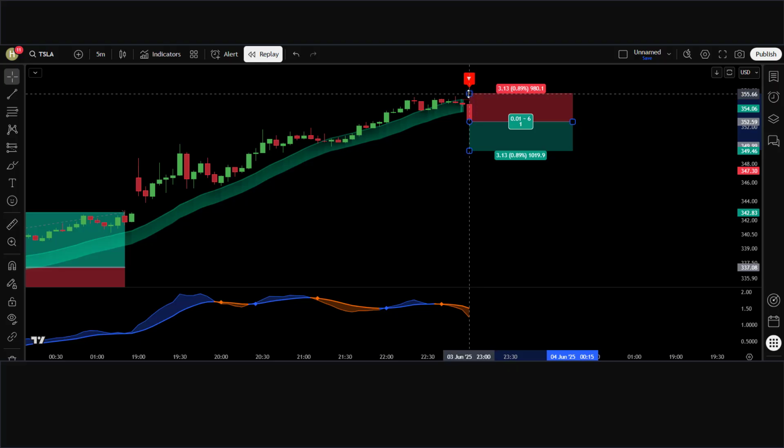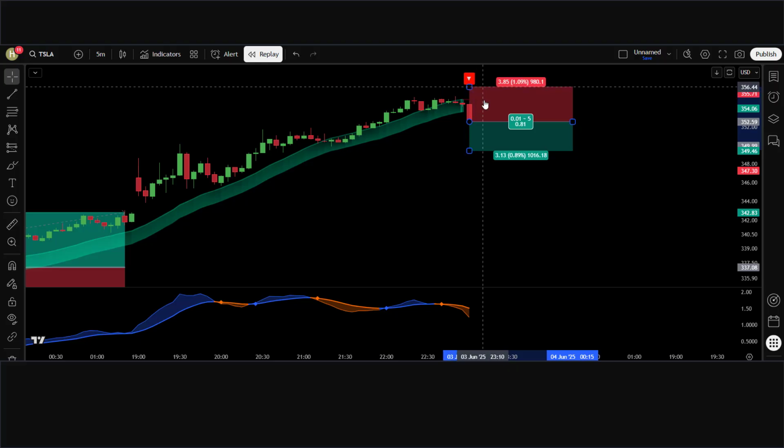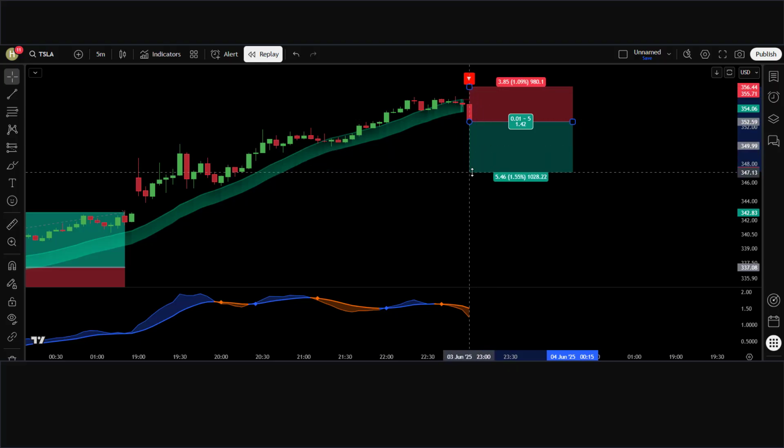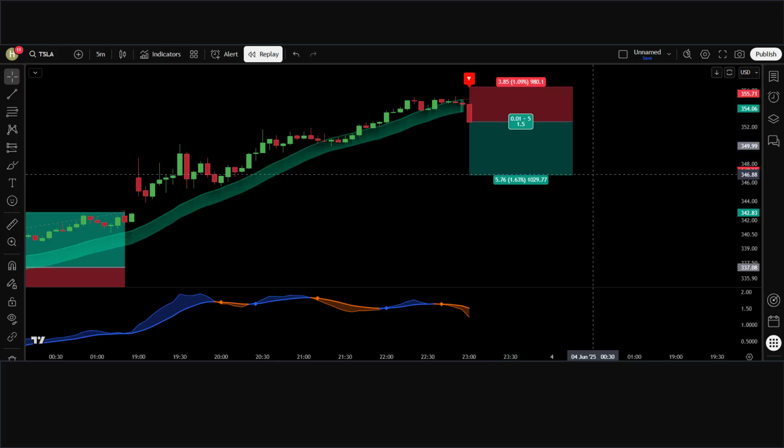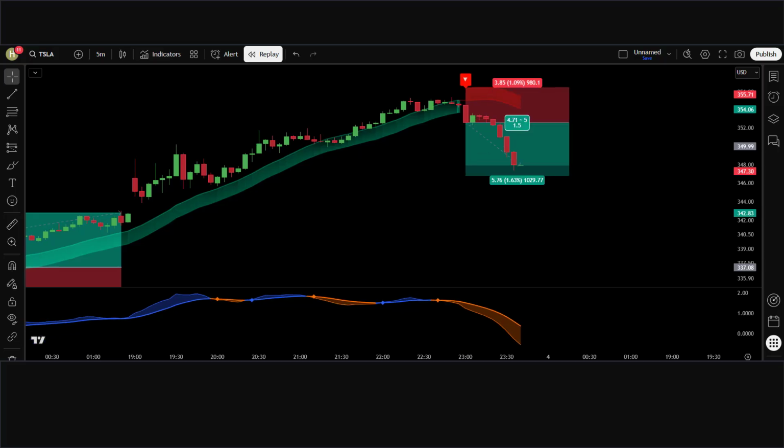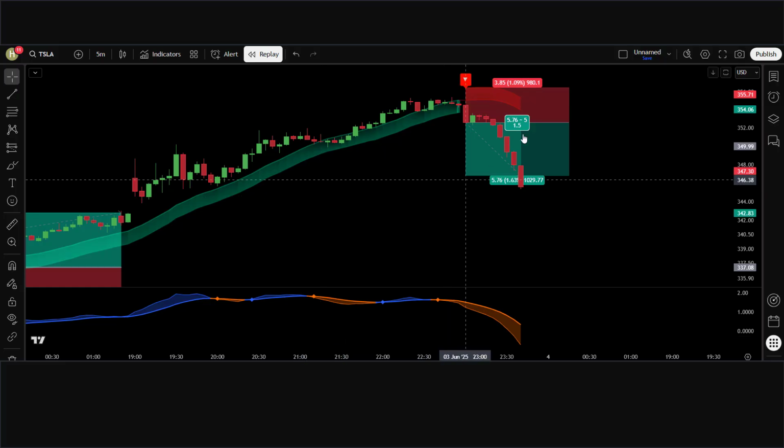Our stop loss will be placed at the upper deviation band of the zero lag indicator. And the risk to reward ratio will be 1:1.5. Let's see what happens to our trade. Our trade is running in profit. We have won the trade.